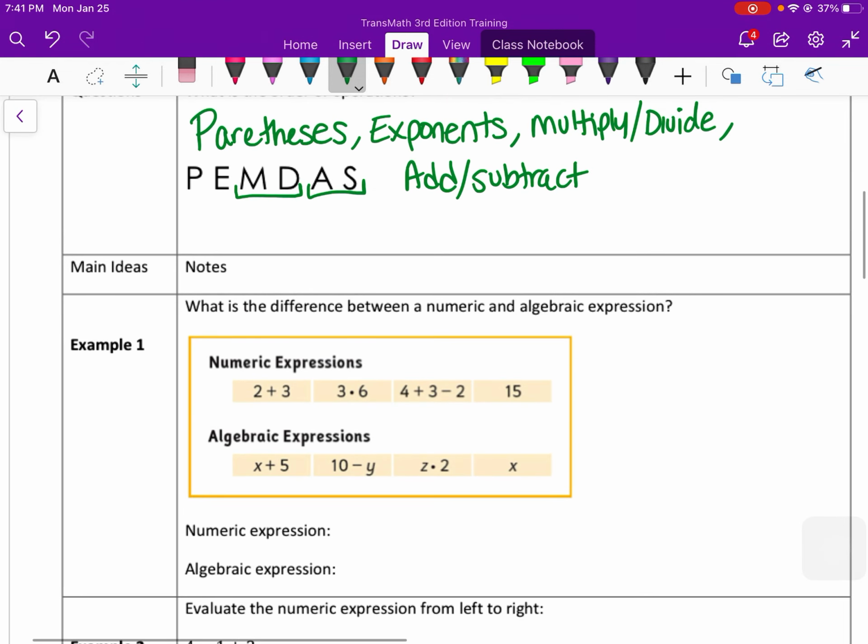We're going to look here at the difference between a numeric and an algebraic expression. First, a numeric expression is like 2 plus 3, 3 times 6, 4 plus 3 minus 2, and an algebraic expression is like x plus 5, 10 minus y, z times 2. So hopefully you see the difference between the two. Numeric expressions only contain numbers, whereas algebraic expressions have numbers and variables. So numeric expressions are numbers only, and an algebraic expression is numbers and variables.